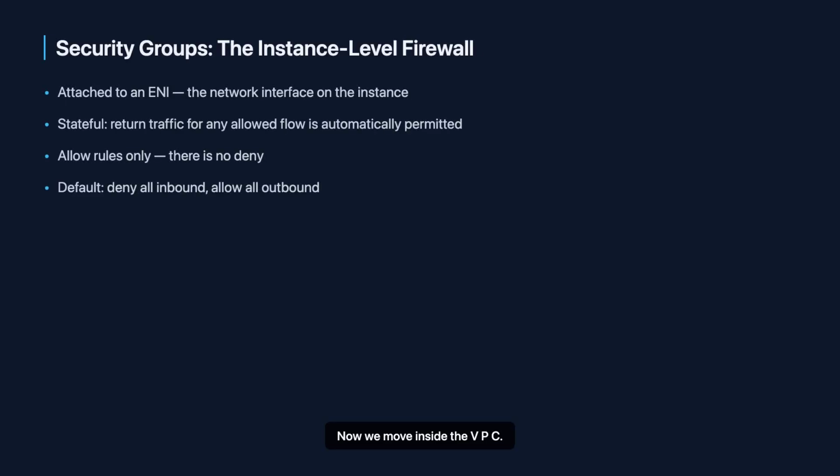Now we move inside the VPC. The security group is a virtual firewall attached to an instance's network interface. 4 properties to memorize. It's stateful, meaning if a flow is allowed in, the reply going back out is automatically permitted. It supports allow rules only. There is no deny option, full stop. The default behavior denies all inbound traffic and allows all outbound. And one instance can have multiple security groups attached at once. These 4 properties are the foundation of every security group decision you will make.